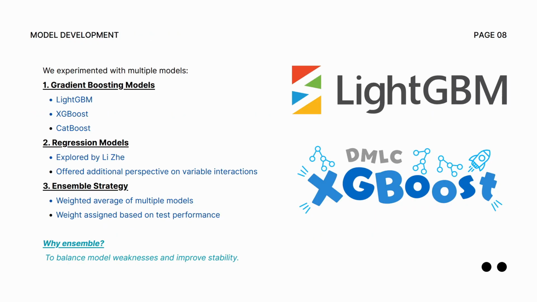Moving on to the model development, these were what we tested. We tested gradient boosting models like GBM, XGBoost, CatBoost. And for regression models that were explored by Li Che, they offer additional perspective on the variable interaction and on whether we should go forward using regression models or classification models. Then lastly, we have our ensemble strategy, which is using weighted average. I will get to how we assign the weight and what we would have done differently later on in the presentation.